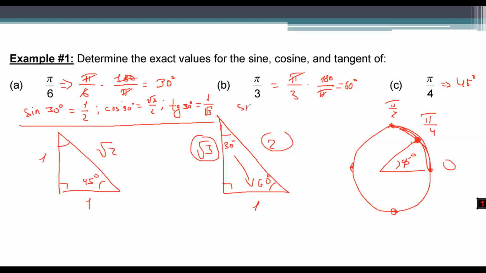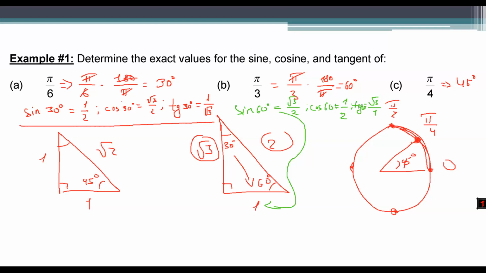Then for B, let me use another color. Why not use green? So sine of 60 degrees. We refer to the same right angle triangle, right? 30, 60, 90. So sine of 60 degrees would be opposing side over hypotenuse, so it's going to be square root of 3 over 2. Then cosine is adjacent over hypotenuse, which is 1 over 2. And finally, tangent would be opposing side over adjacent, or square root of 3 over 1.